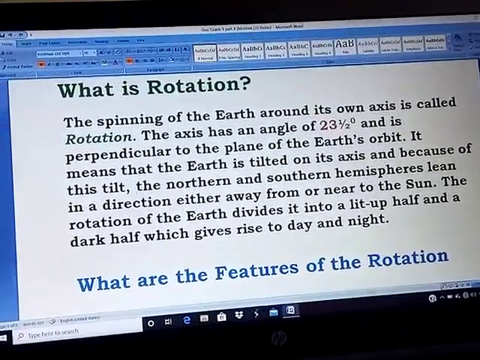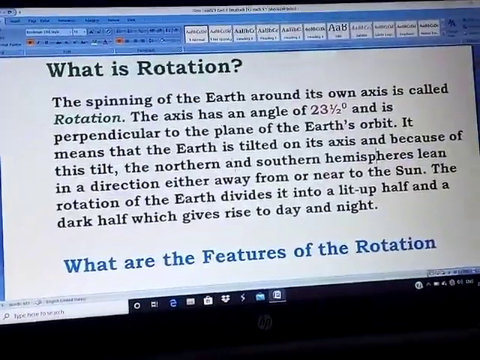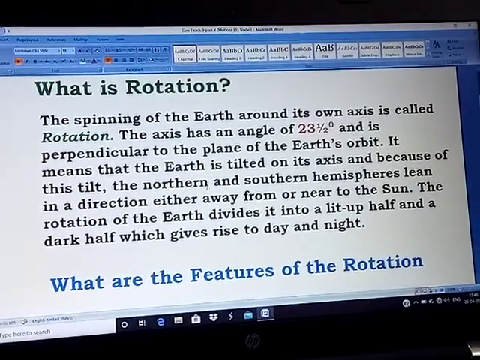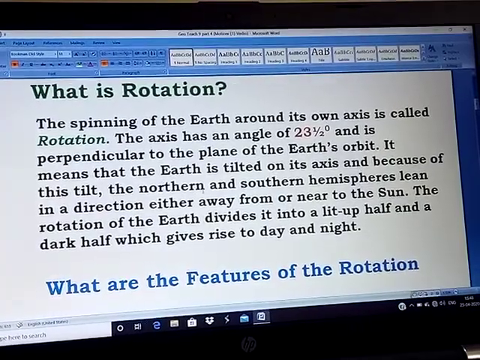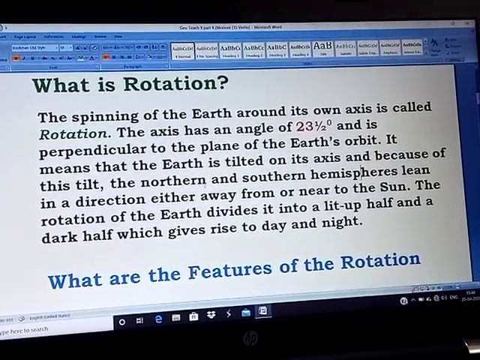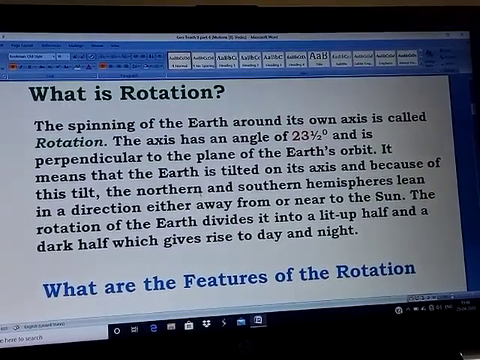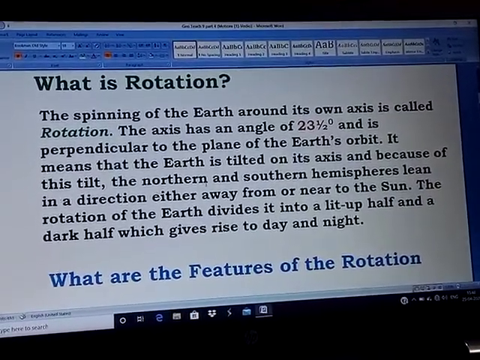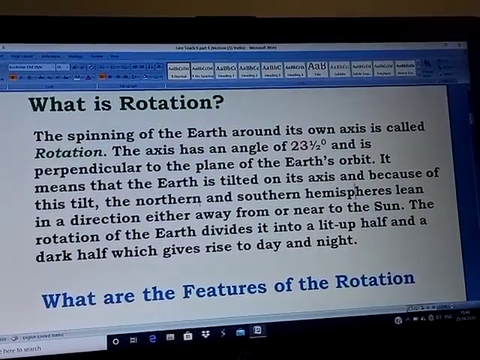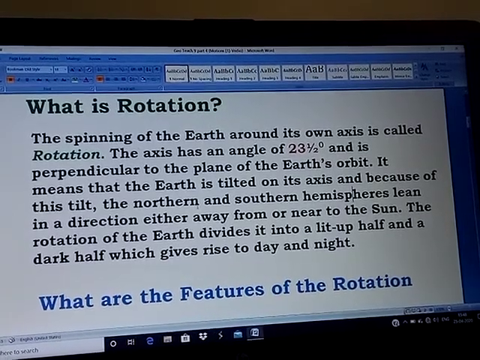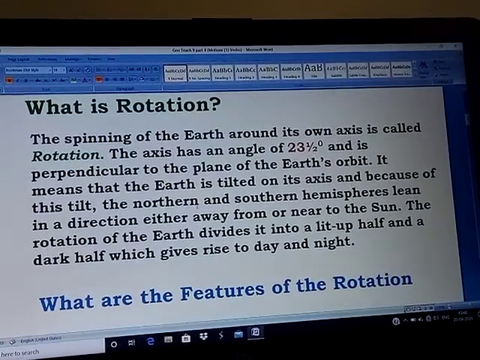It means that the Earth is tilted on its axis, and because of this tilt, both the northern hemisphere as well as the southern hemisphere lean in a direction either away from or near to the sun. The rotation of the earth divides it into a lit up half, which we call day, and a dark half, which ultimately gives us the night.